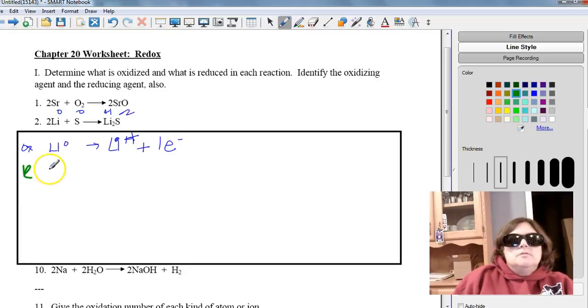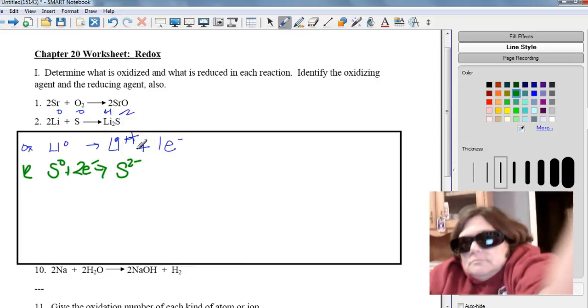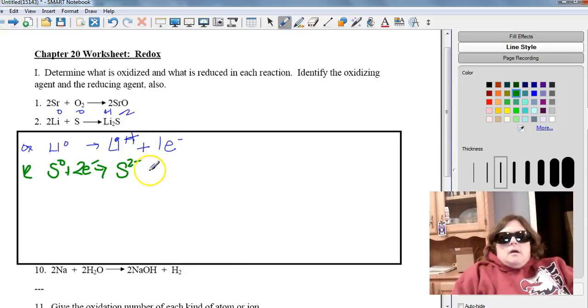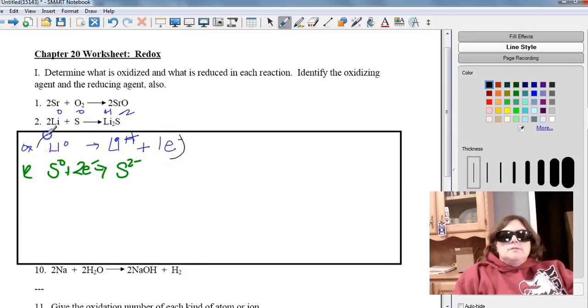Being reduced, sulfur is going from a 0 to a -2. So he is gaining 2 electrons. All right, now if we want to put these together and balance it, we only have 1 electron being formed by the lithium, but sulfur is going to need 2. So we have to go through and we have to multiply this whole reaction by 2.